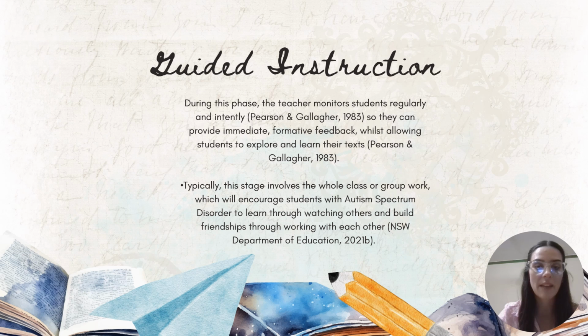Pearson and Gallagher explain that during the guided instruction phase, the teacher monitors students regularly and intently so they can provide immediate formative feedback whilst allowing the students to explore and learn their texts. During the guided instructions, students can translate the script into modern English. Typically, this stage involves a whole class or group work which will encourage students with autism to learn through watching others and build friendships through working with each other, as supported by the New South Wales Department of Education. Students with autism will benefit from the immediate feedback during this stage as it will help refine their skills and apply them correctly.